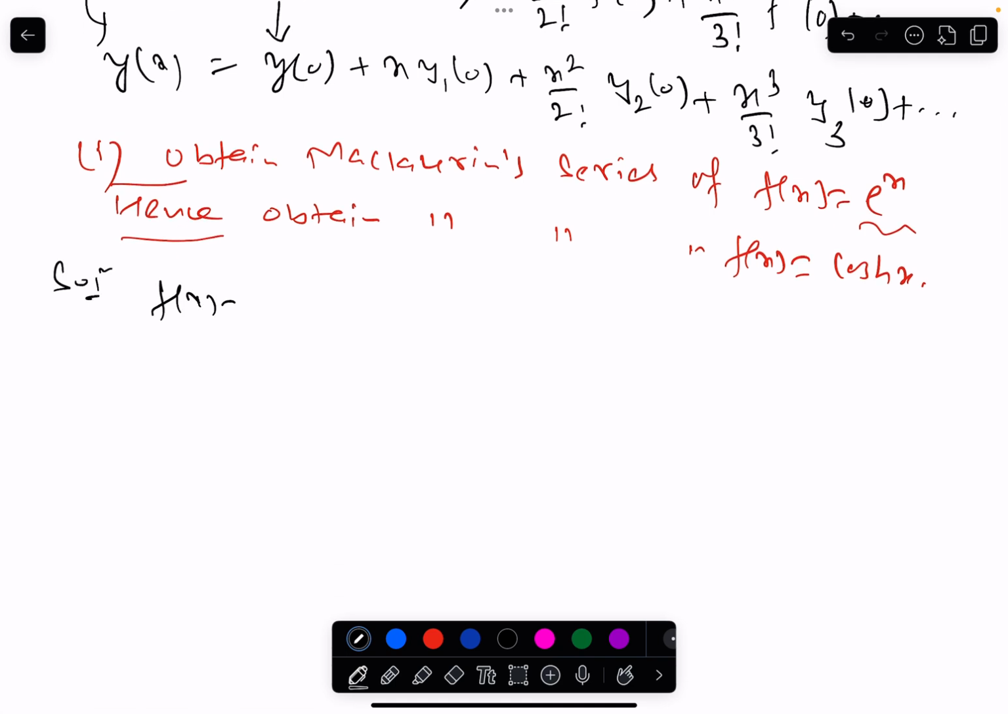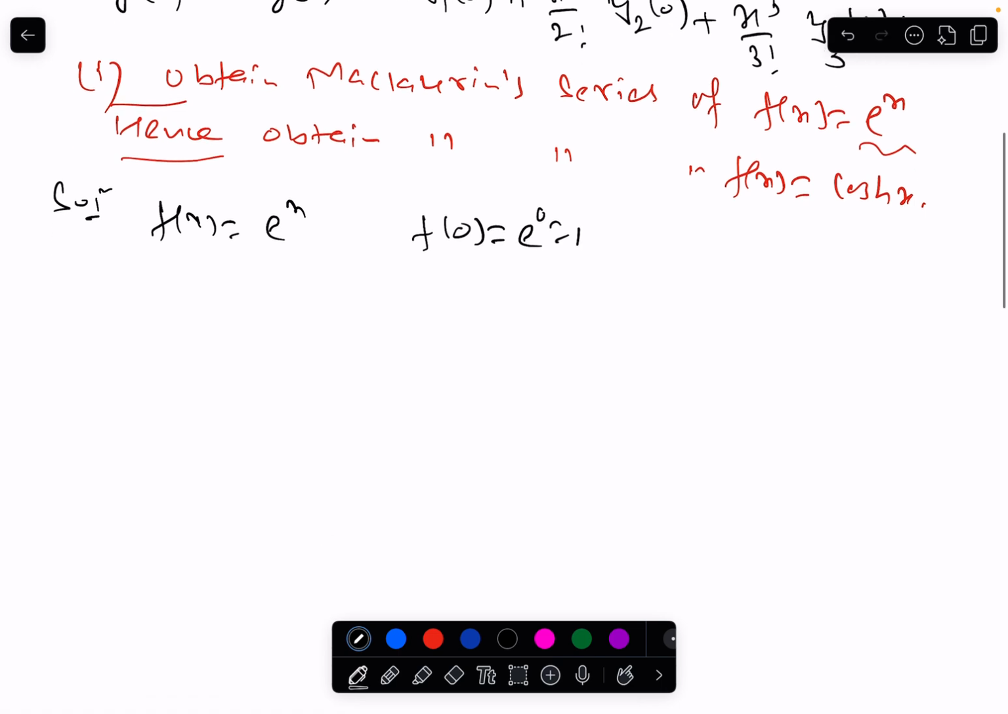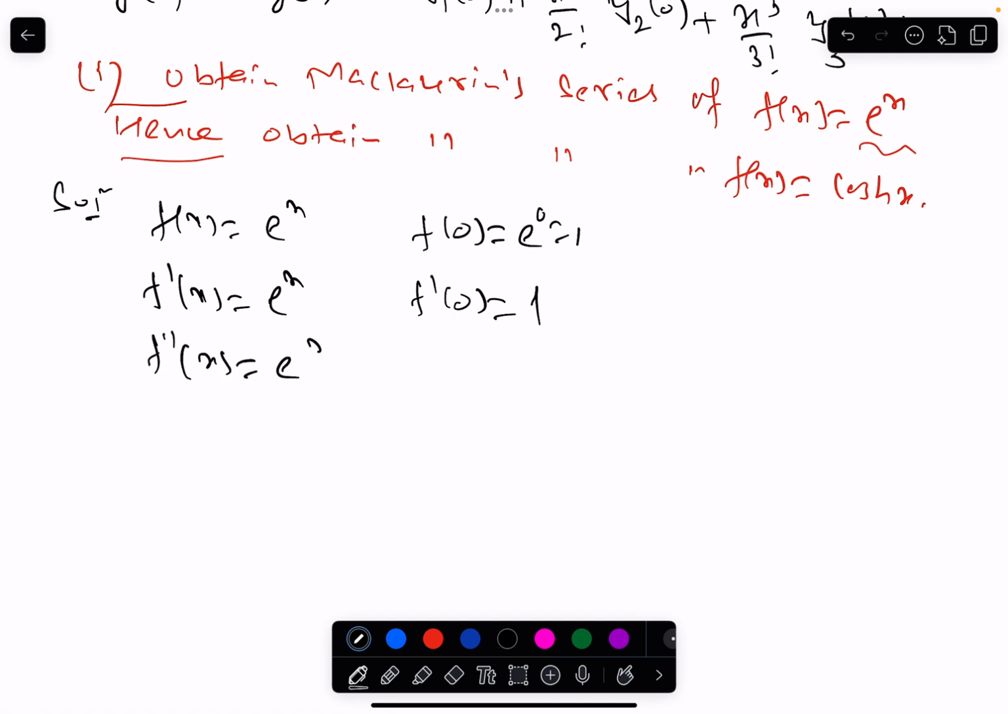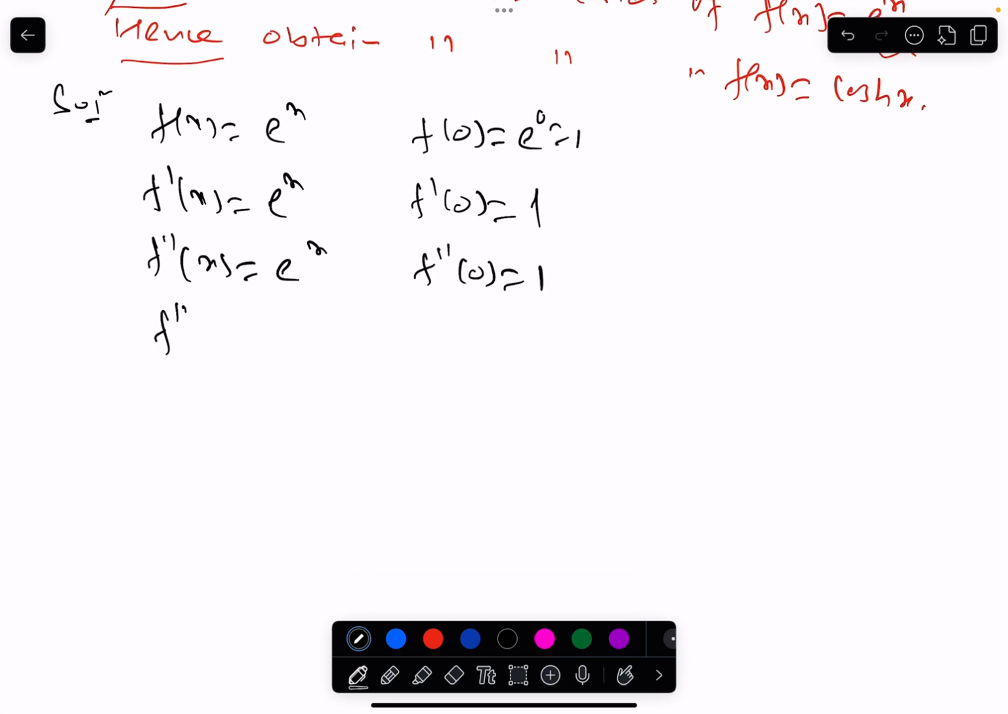So here f(x) is e power x and value of f at 0 is e power 0, and that is 1. Its derivative at x is also e power x, so its value at 0 is 1. Second derivative is also e power x, its value at 0 is 1, and so on. Third derivative is also e power x, and its value at 0 is equal to 1, and so on.